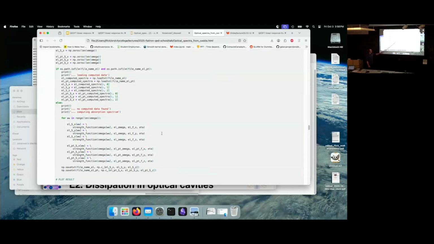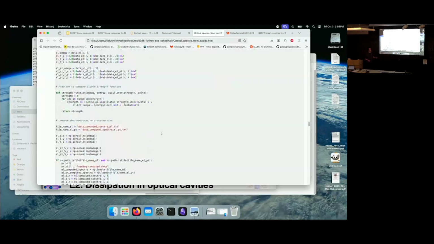So you see we get the poles, and so the poles enter and the oscillator strength. And then the strength function looks like this. This is the strength function, and if you look closely, this is just a Lorentzian. So we broaden each peak with a Lorentzian, and then here we have delta, some small number. I don't know what we choose here.